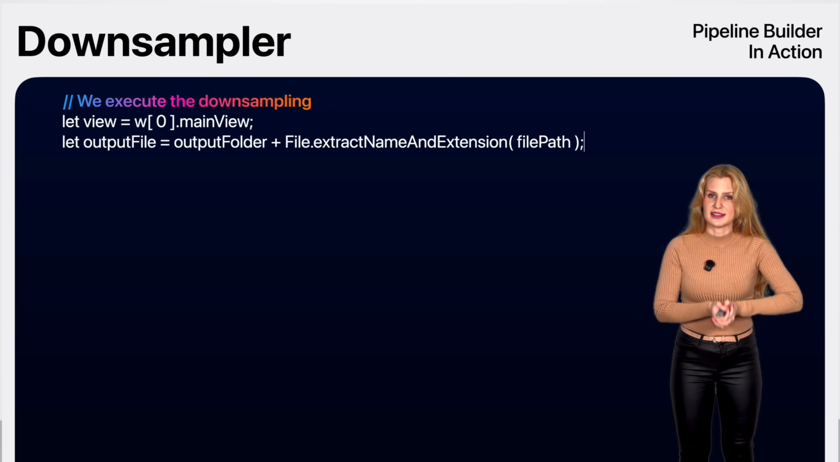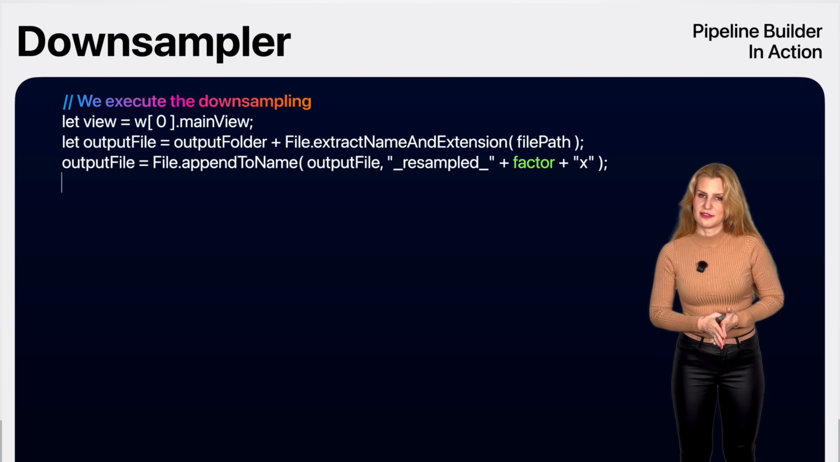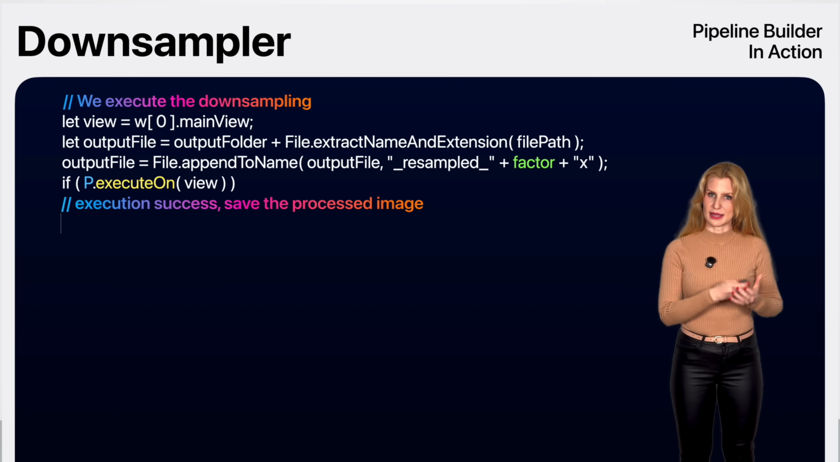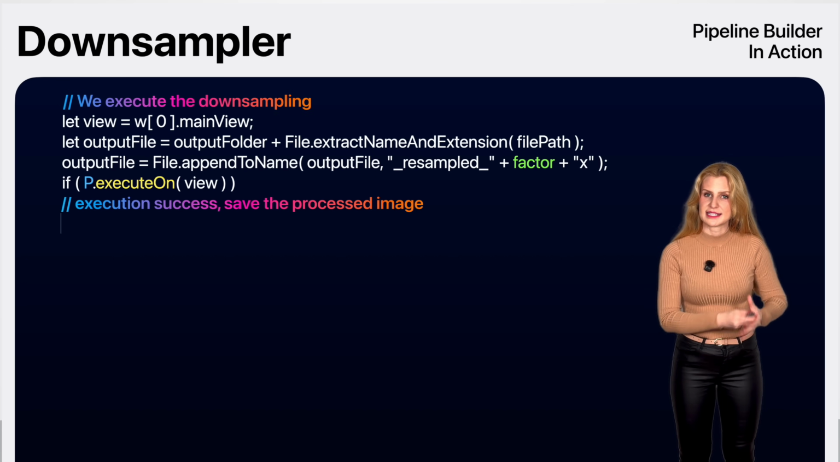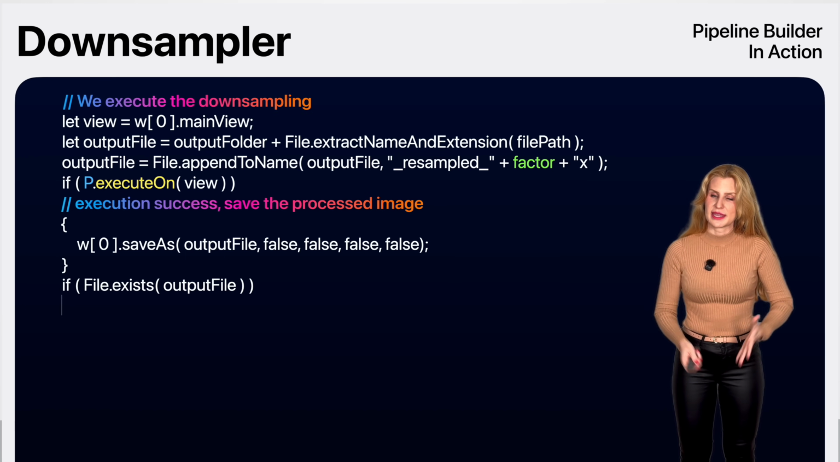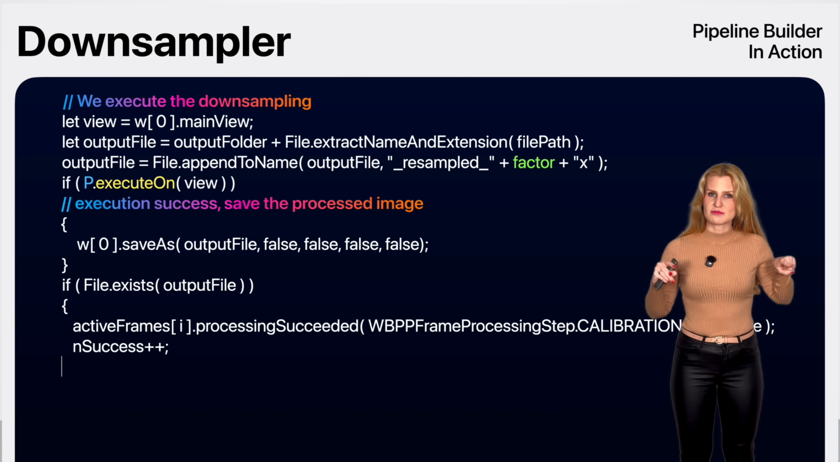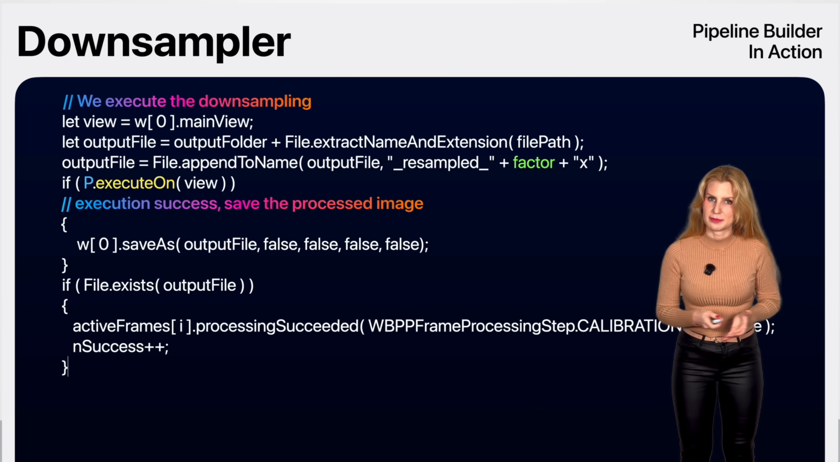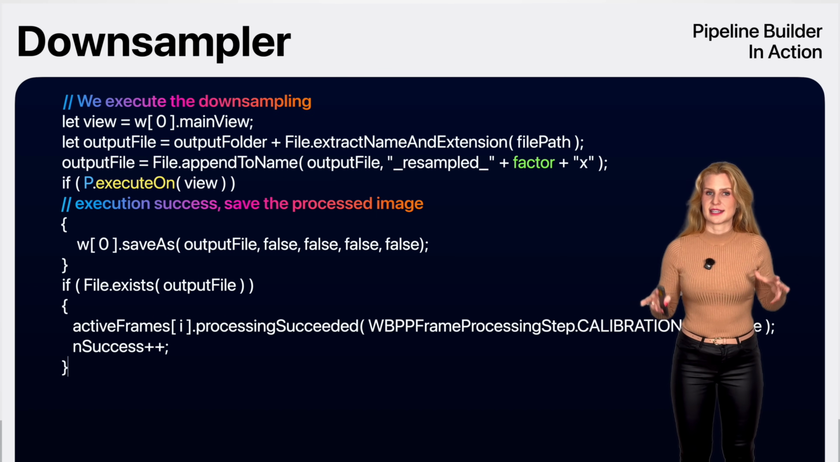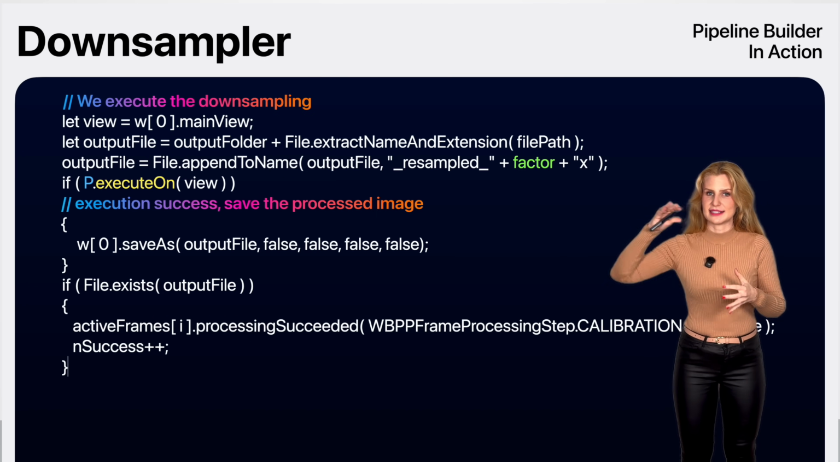And we're just going to define the name of our output file. We're going to append the word resampled by the factor to the end of the file name, and then we're simply going to execute our downsampler. Now, if our process has an output file, we can conclude that it was successful. So we actually try to save it. We do the saving, and we check, did it actually work? If so, then we count this as a successful frame. And this is one of the most important lines here, in my opinion. We're going to call the processing succeeded method on our original input frame, and we're going to tell it the processing calibration was successful and this is the output file.